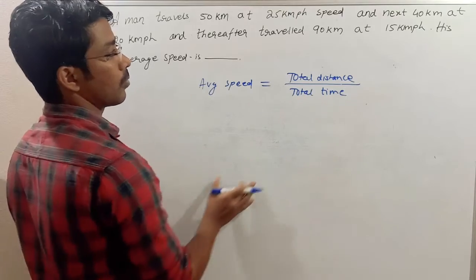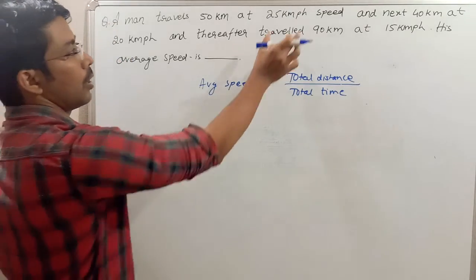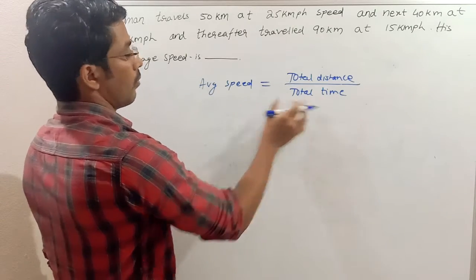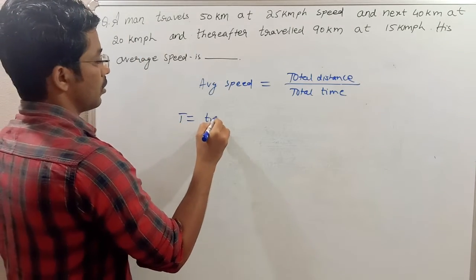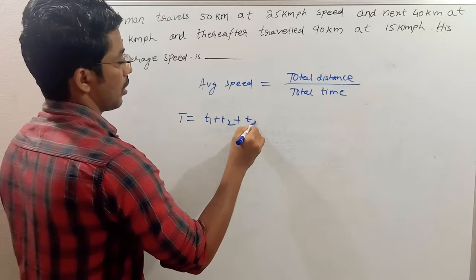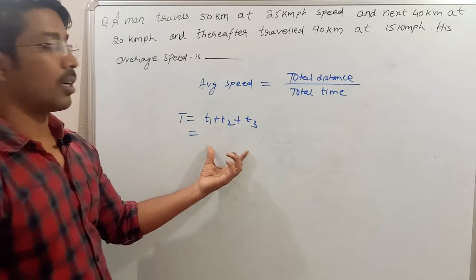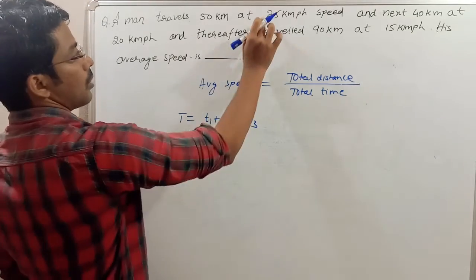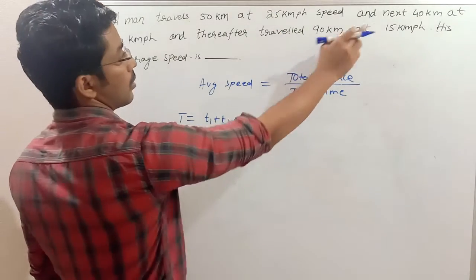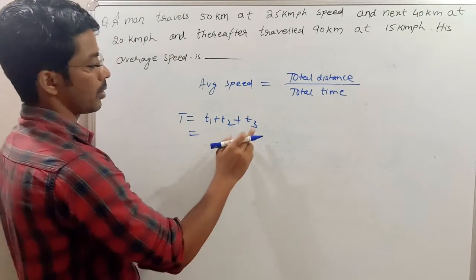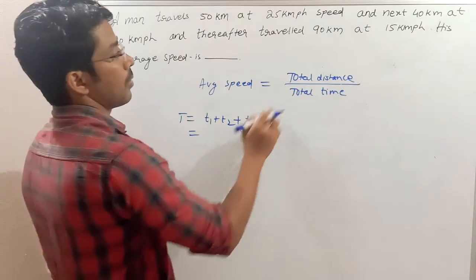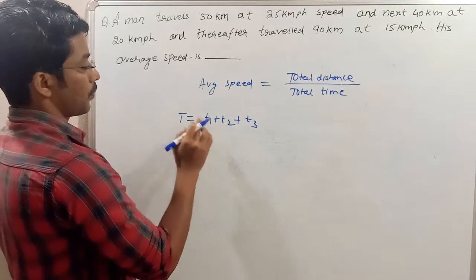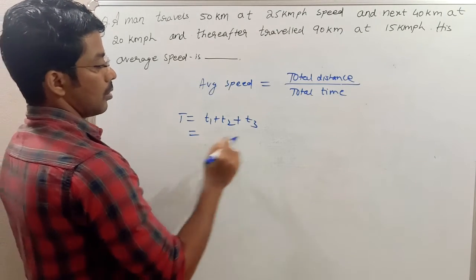We need to find the total time taken, as we don't know the time in the three conditions. So we need to find the times individually in the three conditions and add them. Let T1 be the time taken in the first case, T2 the time in the second case to travel 40 kilometers, and T3 the time taken in the third case to travel 90 kilometers.